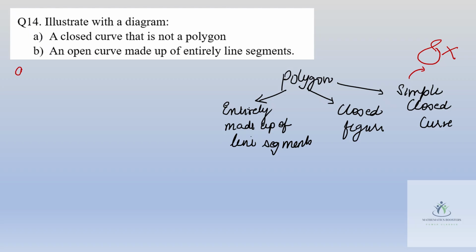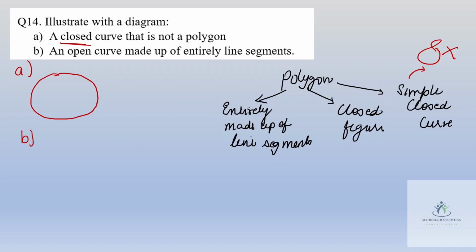A part, a closed curve that is not a polygon. It says closed and not a polygon. So let's draw a circle. So this is a closed curve because this is a curve not made up of line segments.